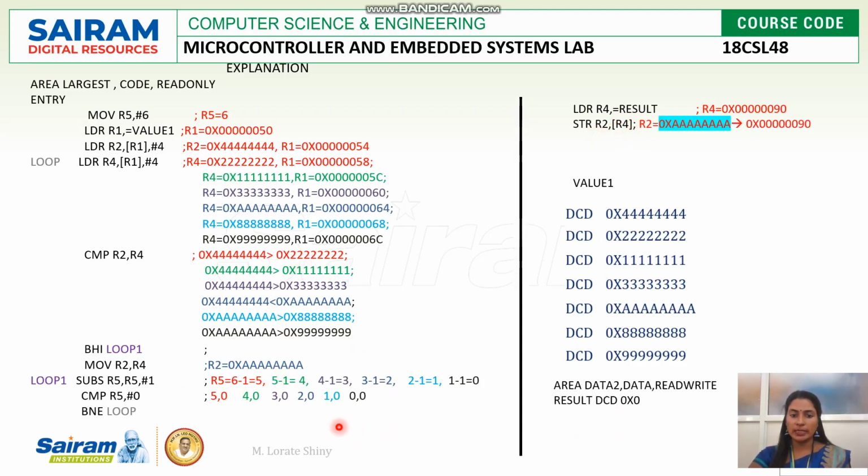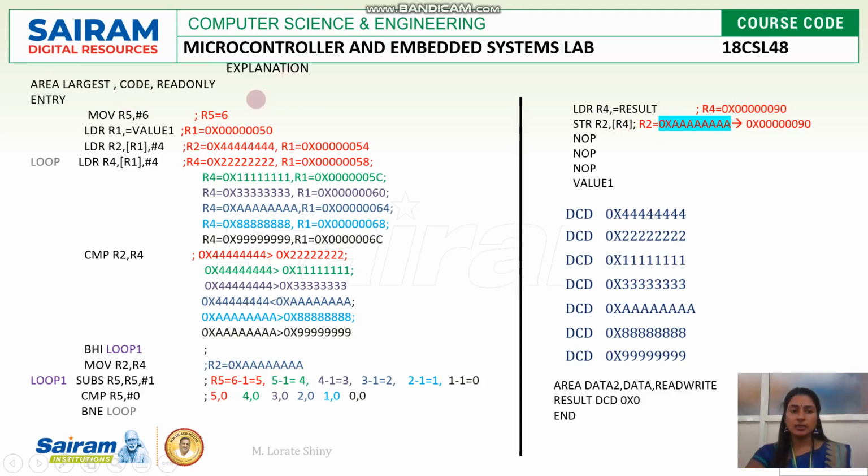So R2 is holding AA, that will be stored in the memory location of R4, that is nothing but 00000090 in the source file. So we'll see the execution.